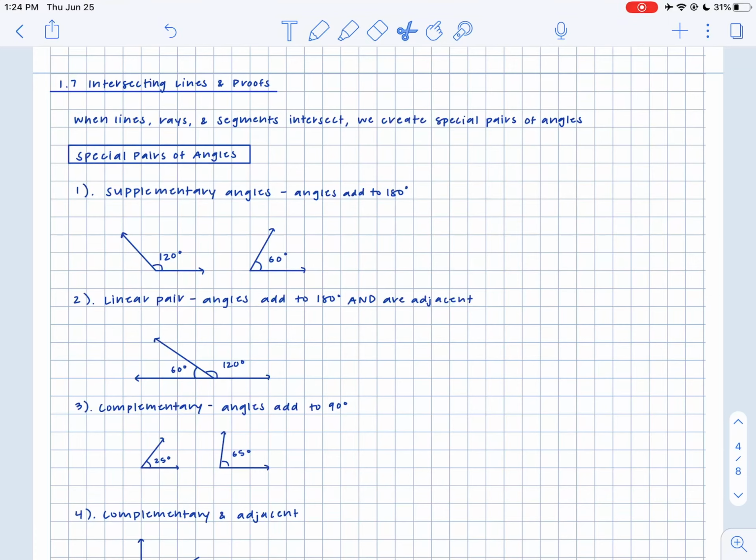Welcome to 1.7 Intersecting Lines and Proofs. Today we're going to study the proof of the vertical angles theorem as well as perpendicular lines.